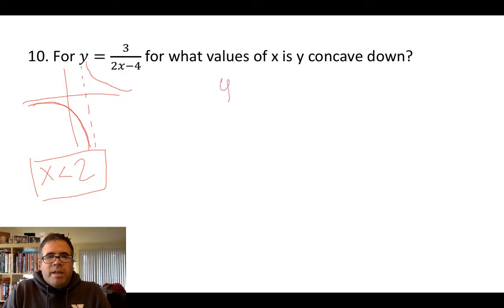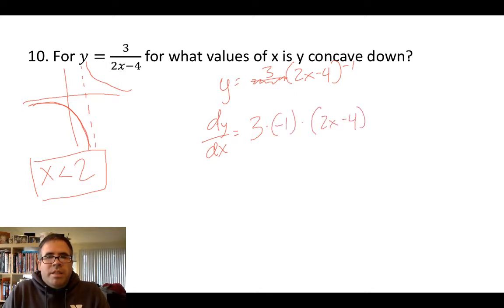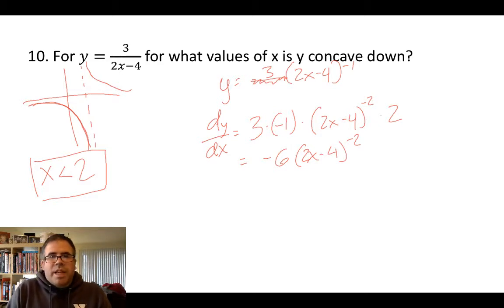Maybe rewrite y as equal to 3 over, well, not 3 over anything, 3 times (2x minus 4) to the negative first power. Then take the derivative using the power rule. So that means dy/dx has to be equal to 3 times negative 1 times (2x minus 4) to the negative second, and then the derivative of the inside is times 2, which we can rewrite as negative 6 times (2x minus 4) to the negative second. Then we do it again, because for concavity we need to know about the second derivative. So we'll take the derivative again.